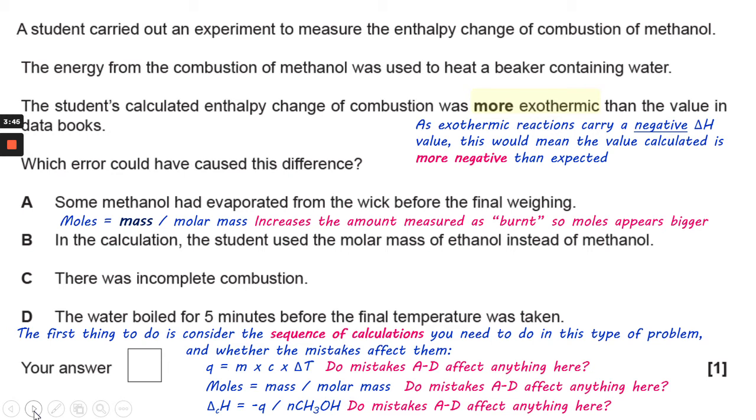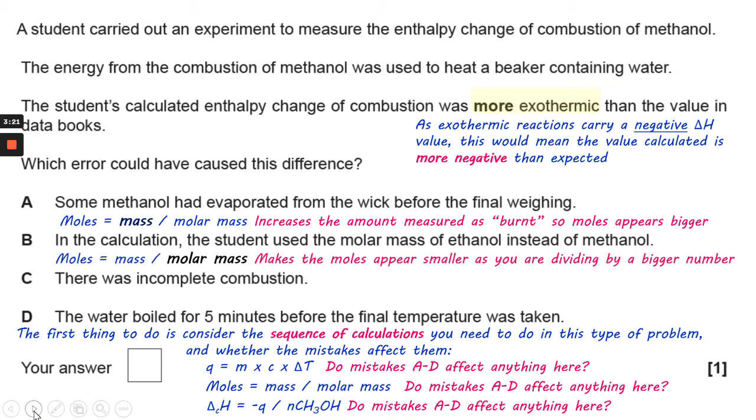Methanol had evaporated from the wick before the final weighing. When you measure the mass of the burner after the weighing, any loss in methanol, whether it's from burning or from evaporating, goes into the mass that you measure. So that means that the student thinks the amount measured as burnt is going to be bigger. So that means the moles appears to be bigger.